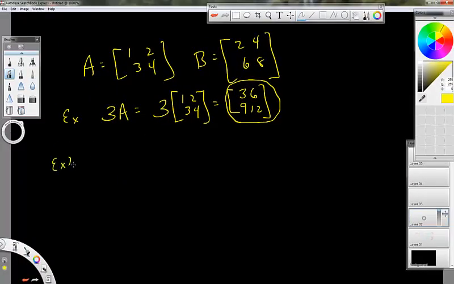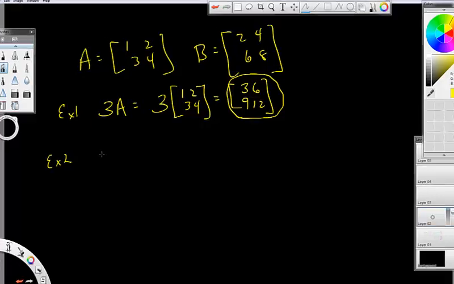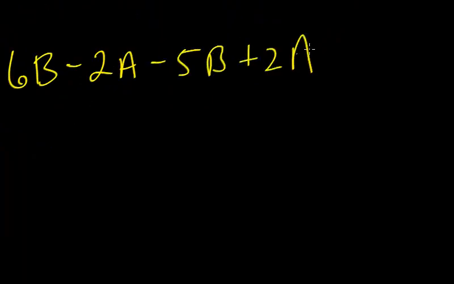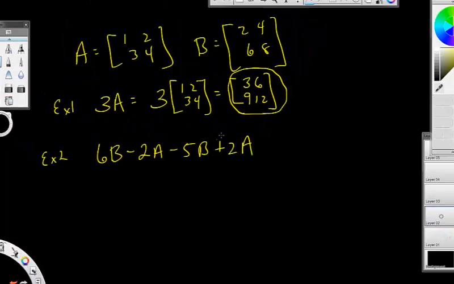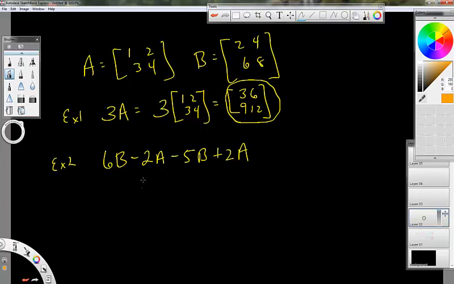Now, example 2, I want to show you, this would be example 1. In example 2, I want to show you what may look painful at first that actually isn't. Let's say we had one that was like 6B minus 2A minus 5B plus 2A. And if I said, have fun today, I'll see you tomorrow, and you had to do that, this would be terrible. Terrible, I tell you. The question is, can I simplify this? And the answer is yes. And it would be foolish not to.